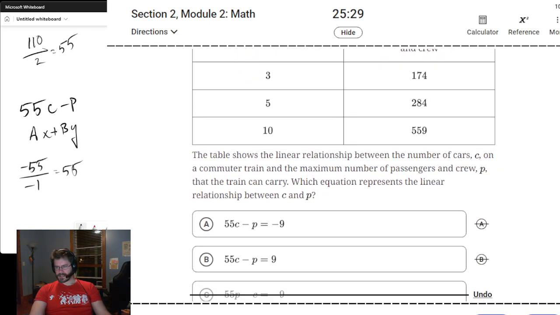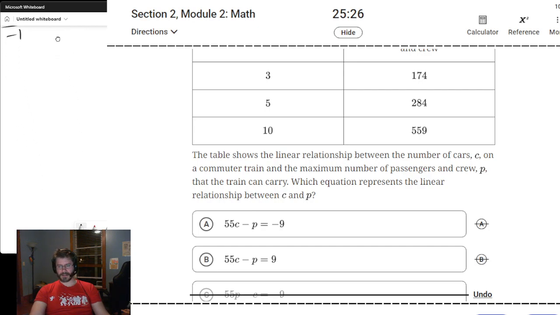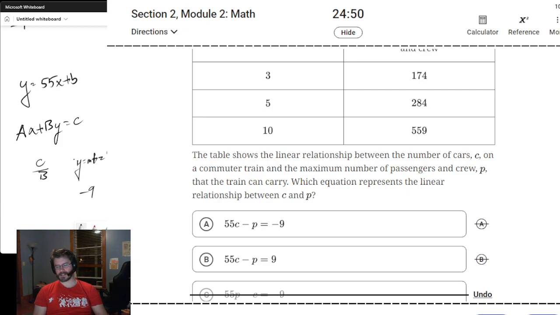So now the y-intercept, is it positive or negative? So we could use our y equals mx plus b format. Y equals 55x plus b. Plug in one of these coordinate points. And you got to be careful on this, because ax plus by, again, is our format, equals c. And the y-intercept is c over b. So if it's a, that would be negative 9 over negative 1. So that would give us a y-intercept at 9 for answer A. And if we picked B, it would be at negative 9 for answer B.